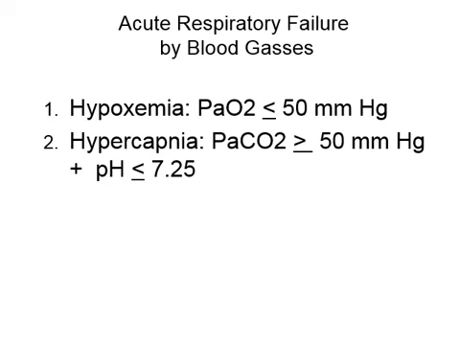Respiratory failure can also be defined by a blood gas result, although no blood gas should ever be interpreted apart from the clinical information about the patient. But by blood gas results, hypoxemia is a PaO2 less than or equal to 50, whereas hypercapnia is a PaCO2, partial pressure of carbon dioxide, greater than or equal to 50. So it's pretty easy to remember, it's 50-50, right? PaO2 less or PaCO2 more.